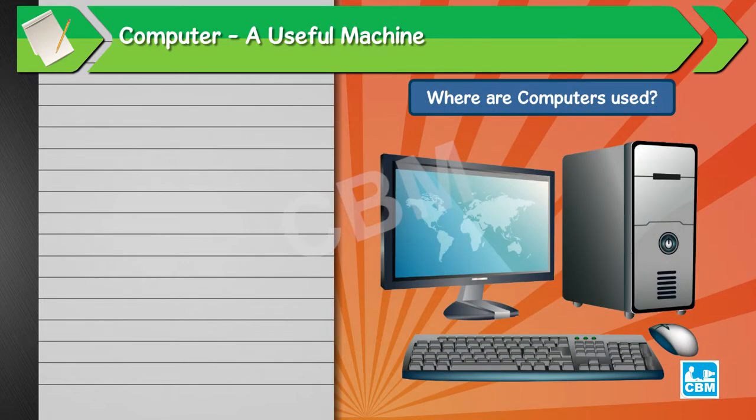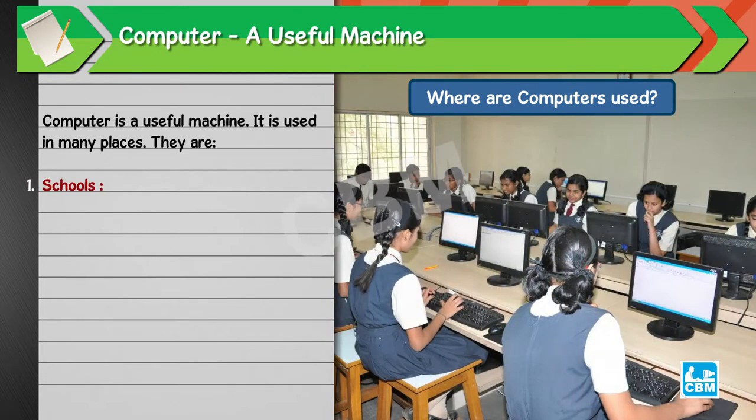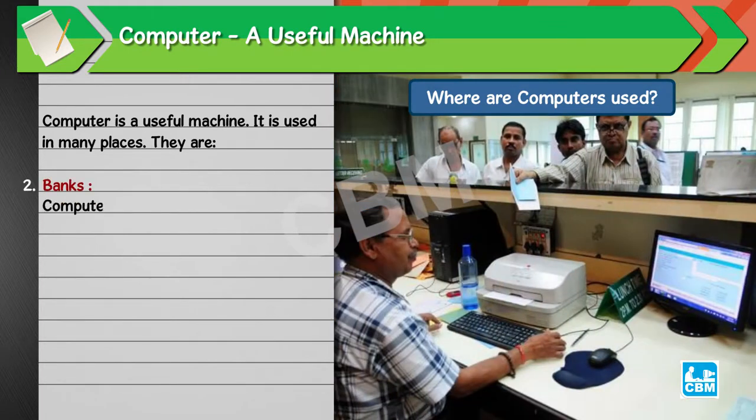Where are computers used? Computer is a useful machine. It is used in many places. They are: 1. Schools. We can study and learn our lessons with the help of the computer. 2. Banks. Computers keep a record of our money in the bank.